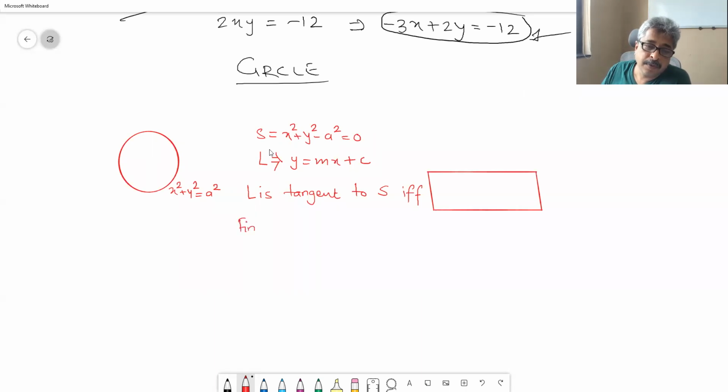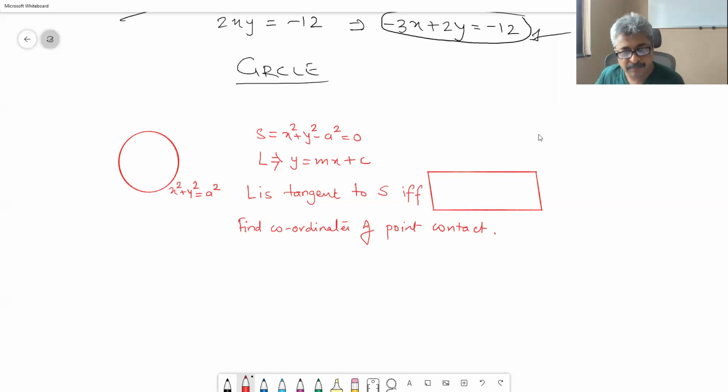Find the coordinates of the point of contact. Let me show you how to do it. There are three ways of doing this. Especially in the case of a circle, we have three ways of doing this. Let us do it by all three ways.